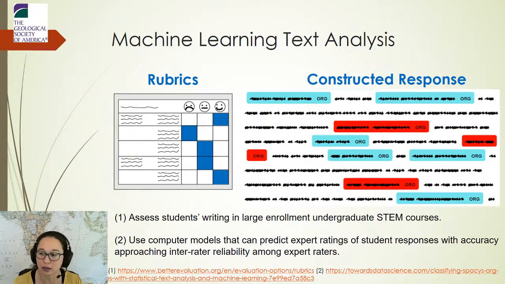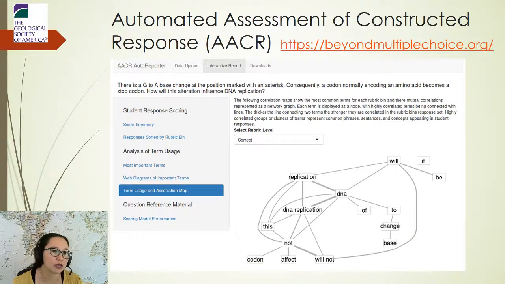What's really, really awesome about this work is that we've partnered with a lab at Michigan State University called the Automated Assessment of Constructed Response, or AACR. This is their website, beyondmultiplechoice.org. And this is a screenshot of one of their questions that they've developed working in genetics. They've done a lot of work in creating these assessments for biology, statistics, a few different disciplines.